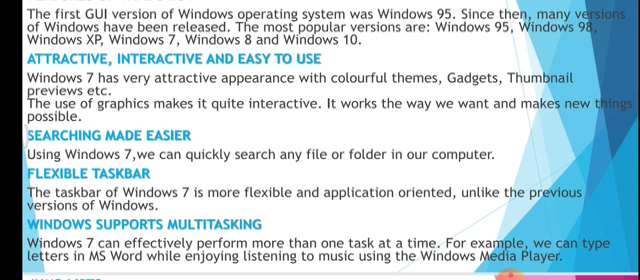Windows supports multitasking. Windows 7 can effectively perform more than one task at a time. For example, we can type letters in MS Word while enjoying listening to music using the Windows Media Player.